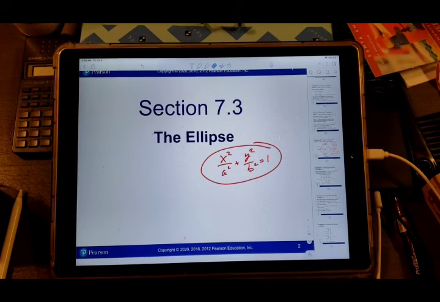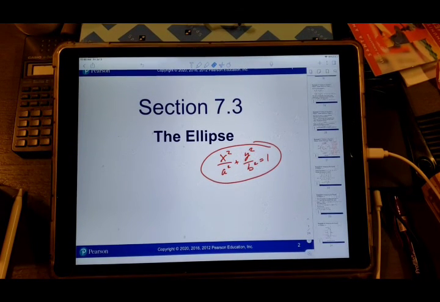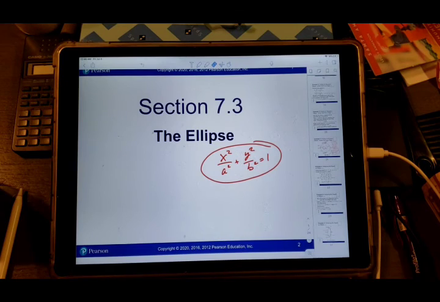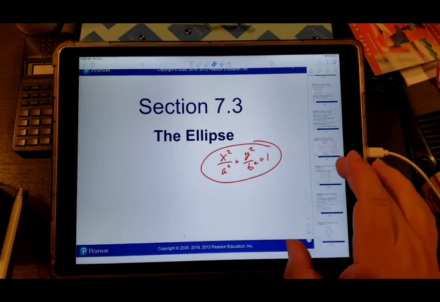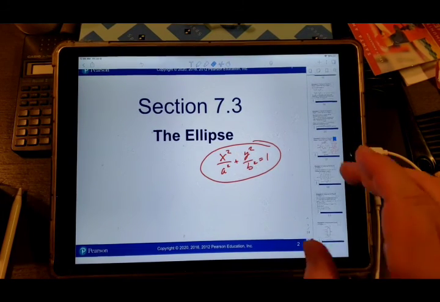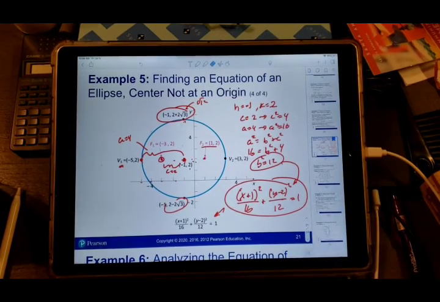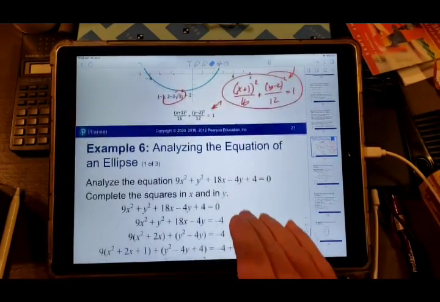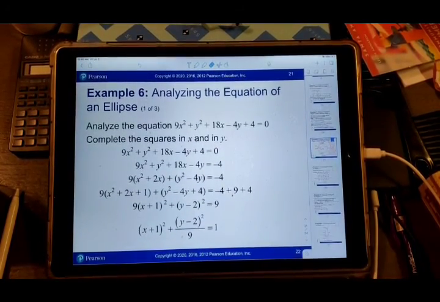All right, well, my camera cut off unexpectedly. So this is 7.3 part 2. I had just finished example 5, and I was about to go into example 6.